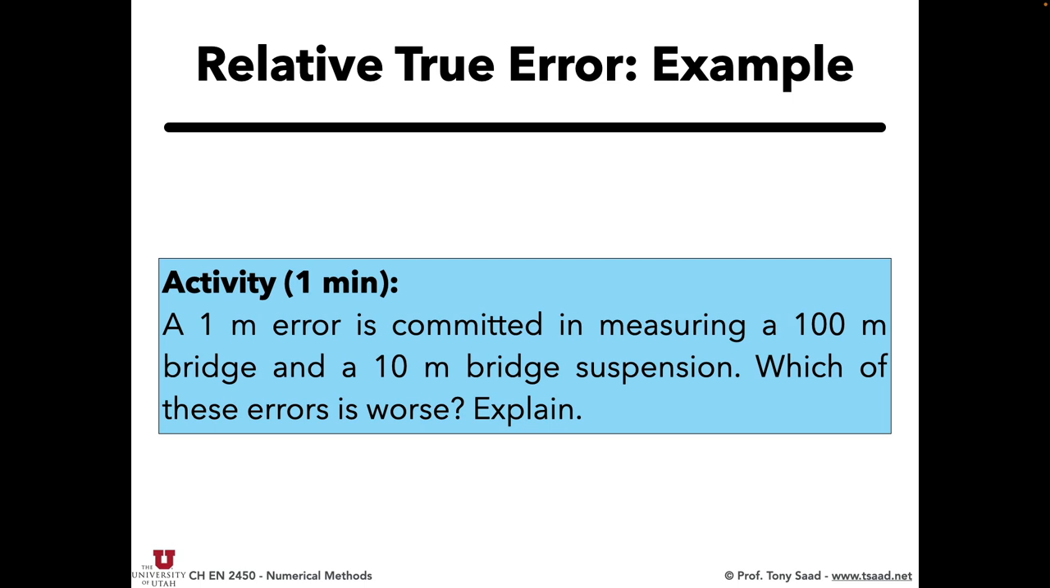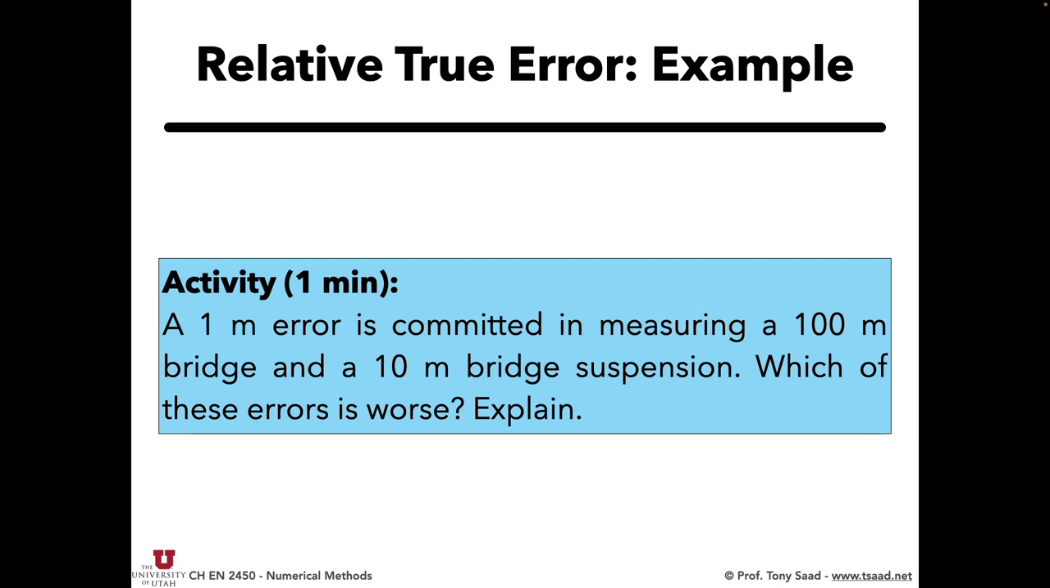So what's interesting about this problem is that the error is the same between two measurements. It is 1 meter. The error is the same. But if you go and say, well, the error is the same in both measurements, that is not a useful statement because, yes, numerically it's the same, but it is less significant in one case than in the other. That's why you need a relative error. Okay, that's why you need the relative error.